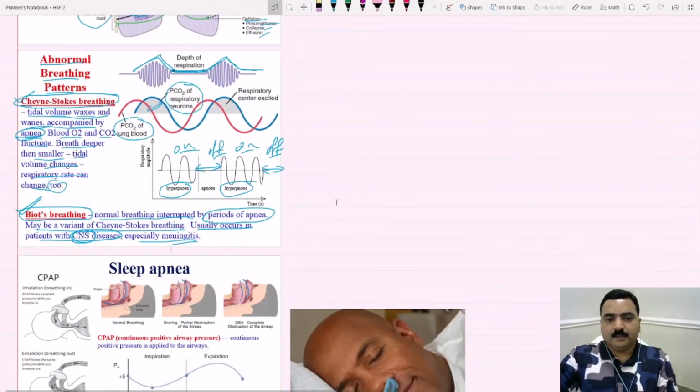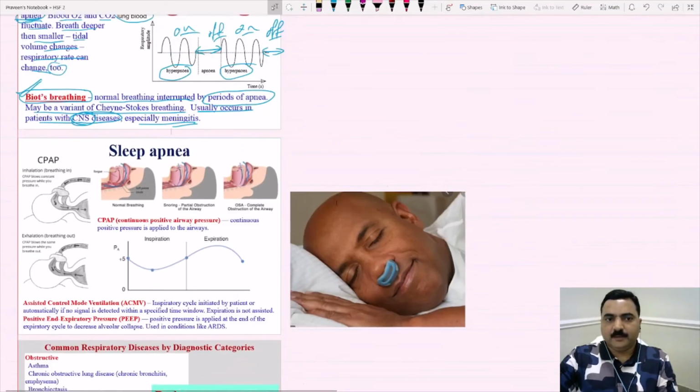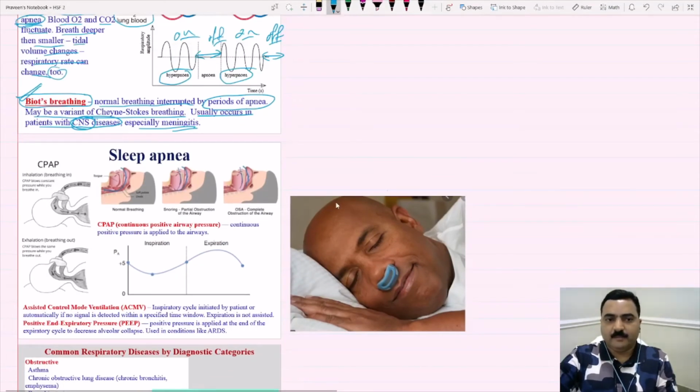Okay, let's see another condition, that is sleep apnea. So there are two different types of sleep apnea. One is central sleep apnea, and the other one is due to obesity, the peripheral or obstructive sleep apnea. So sleep apnea, for the classical reason, is the obese condition.